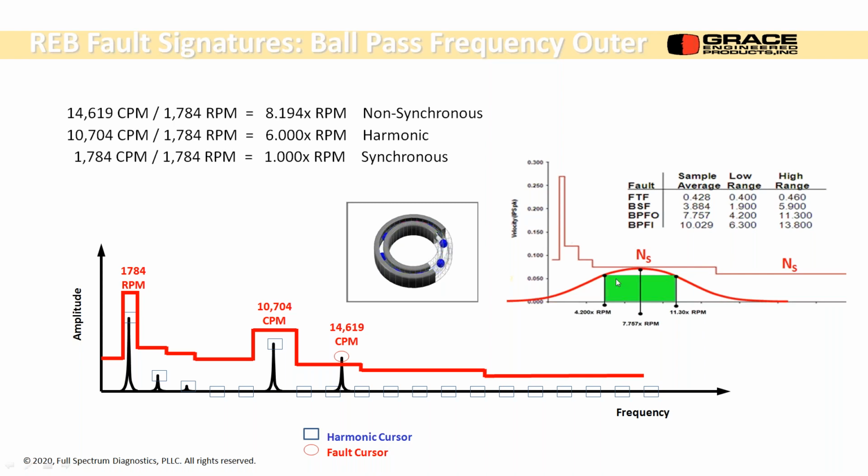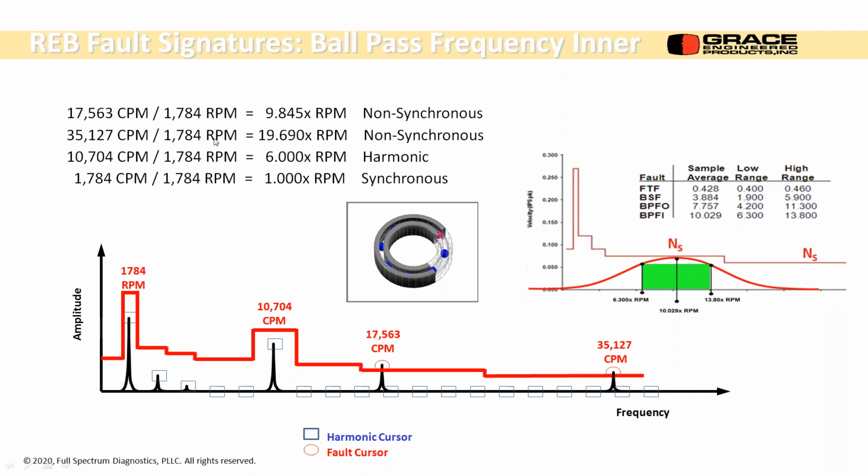So 8.149, it could be either an outer race or an inner race. We're not sure, but it's in the range of both. For the last couple, I have a peak at 17,563. You know the drill, you divide it by running speed, 9.845. I have another peak, 35,127. I don't know the source of this. I divide by running speed, and it's 19.69. It's also non-synchronous, but it's exactly twice the first one. So the first is the fundamental bearing defect, and this is the harmonic of that, the exact multiple.